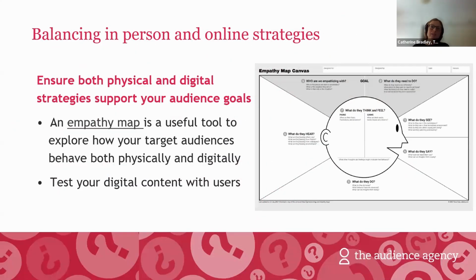So how to balance in-person and online strategies might be something that many organisations have been facing much more over the last few years in the light of changes, in particular in the way that people engage with culture during the pandemic. An empathy map can be a really useful tool to consider how your target audiences behave, both physically and digitally. And we've put a link here to an example for one of those. The critical point here is really to work back from your audience goals to see where digital cultural delivery, content and communications enable you to meet those goals.